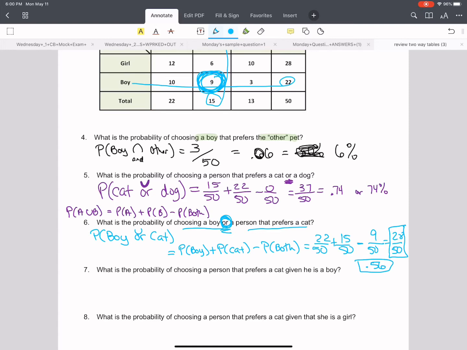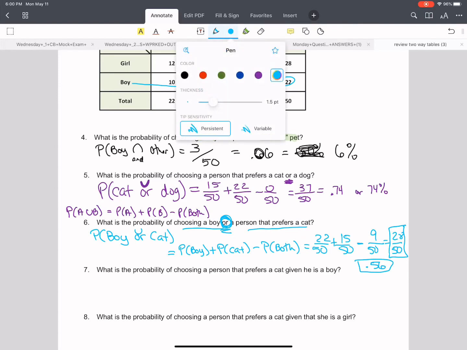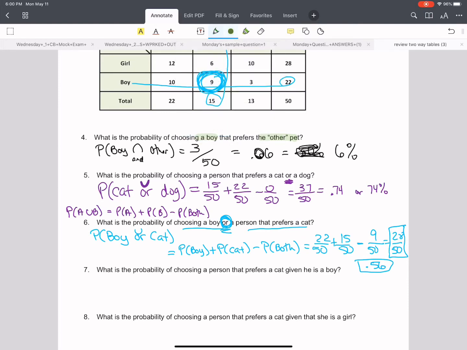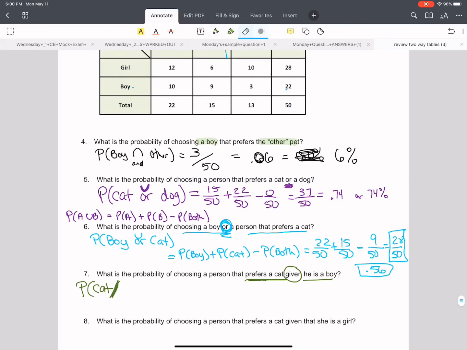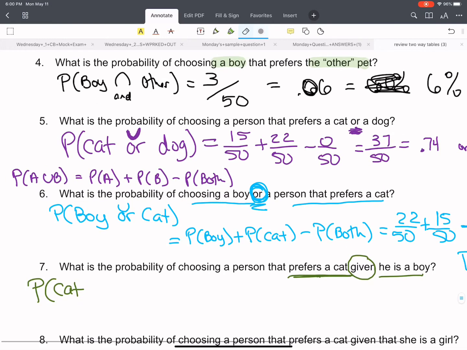Okay. So now we did the or formula. Now we're going to do the conditional formula. So I'm going to get a new color for that. All right. So I'm going to erase and let's just see what we're talking about here. So the probability of choosing a person that prefers a cat given it's a boy. So that would be the probability of cat, and this is the symbol for given. Actually, it's more vertical. So given is a boy.